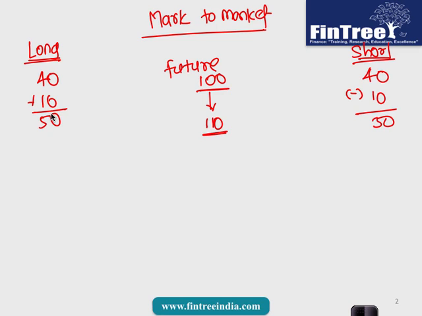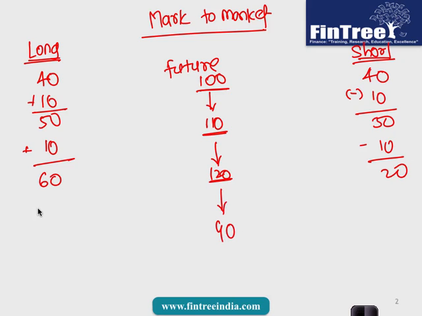Now from 110, if it becomes 120, then another 10 would be removed from the short's account and put into the long's account. If from 120 it becomes 90, then 30 will be removed from the long's account and put into the short's account. And this is how settlement will keep happening on a day-to-day basis. When the margins reach below a specified level, the broker will give a call and require those parties to deposit additional margin.